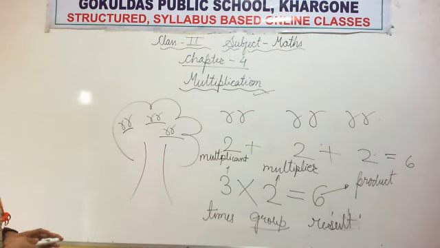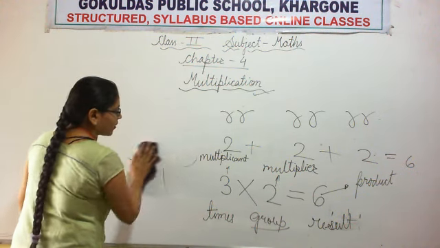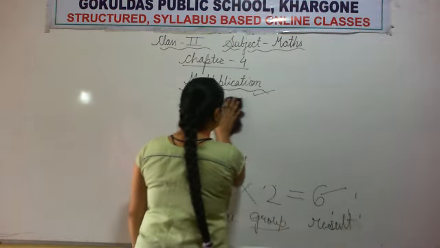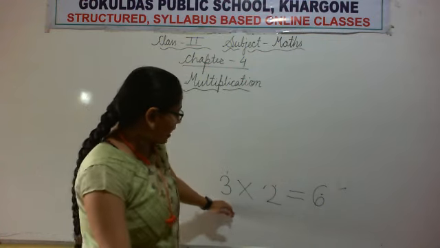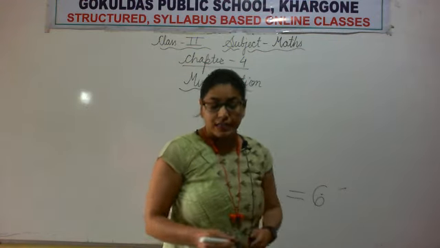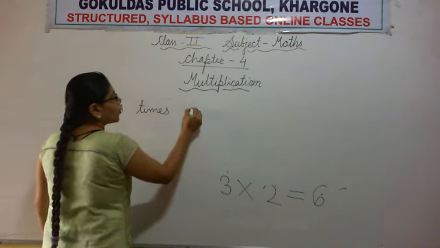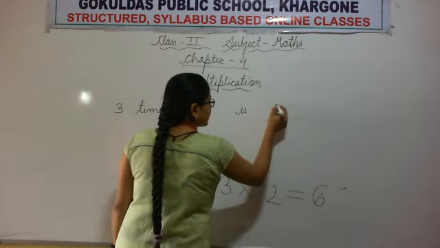Okay students, now some ways of reading or writing are there. Let's see them. Let's take the same example: 3 into 2 is equal to 6. How can we represent this? 3 times 2 is 6.